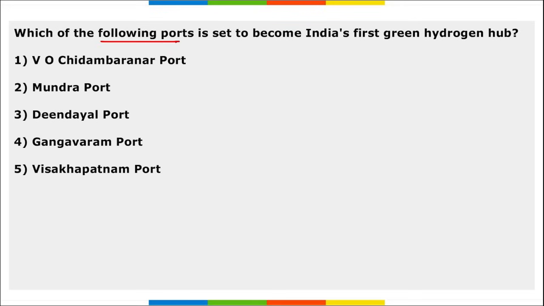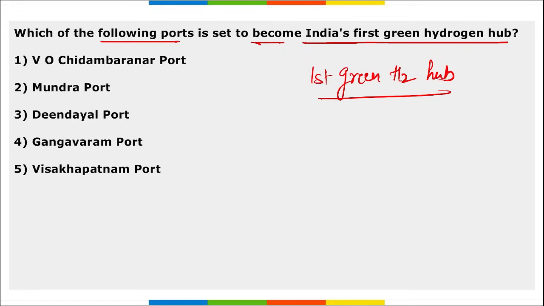Next, which of the following ports is said to become India's first green hydrogen hub? So, India's first green hydrogen hub. Correct. Which of the following ports will become India's first green hydrogen hub? It will be V.O. Chidambaranar port. I repeat, V.O. Chidambaranar port. Correct. Where is this port located?